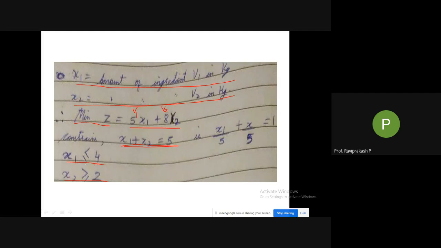There are students who do it otherwise also: x1, x2 for v1 and x1 for v2. Even that can be possible because we are just assigning those things.